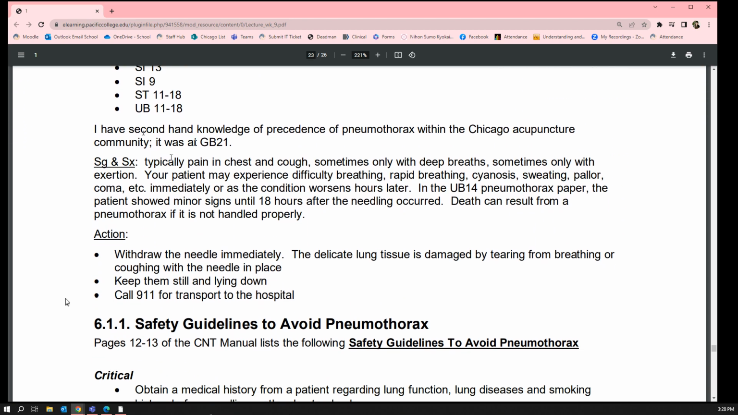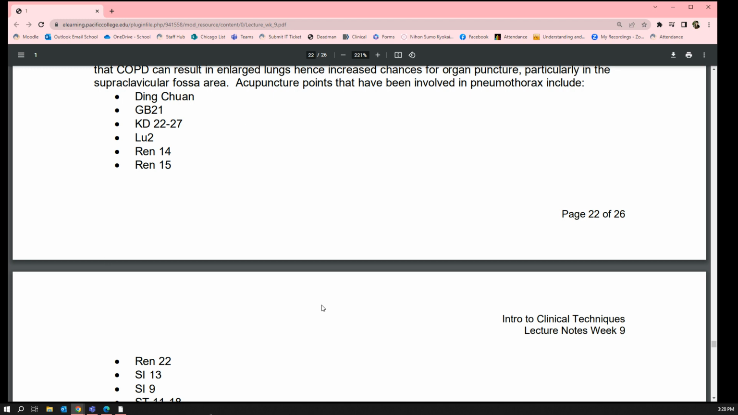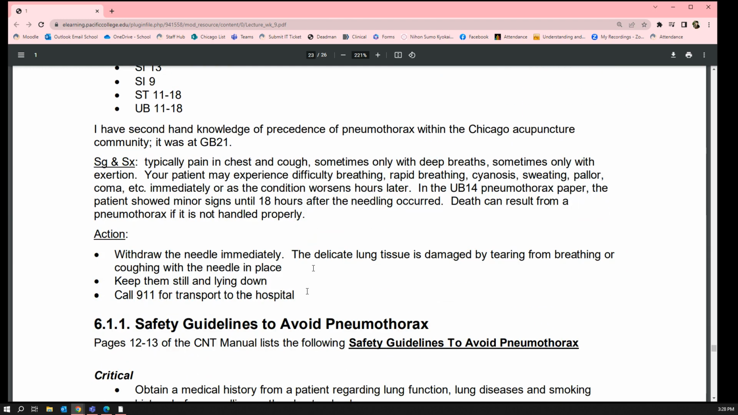I have third-hand knowledge of precedents of pneumothorax within the Chicago acupuncture community. It was at GB21. We just covered this point last week in Needle Tech, and I had mentioned to my students that a supervisor of mine when I was a student would not allow students to needle GB21 because she was afraid of it. There's no need to be afraid of GB21 or any of these points for that matter. As long as you are accurate with your location and your angle, depth, and direction, unless someone has pathology, you are going to be fine.